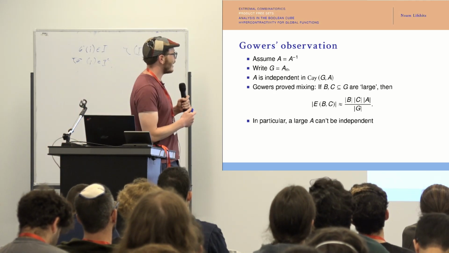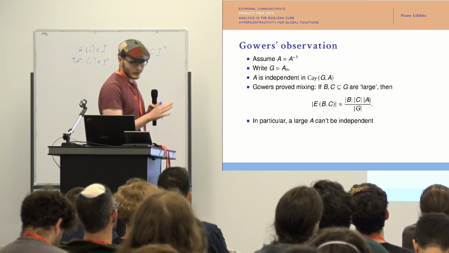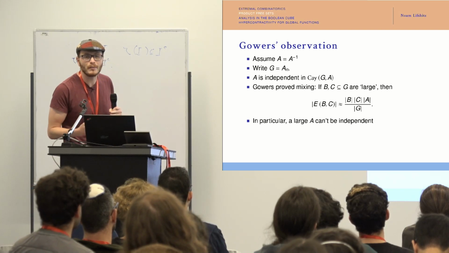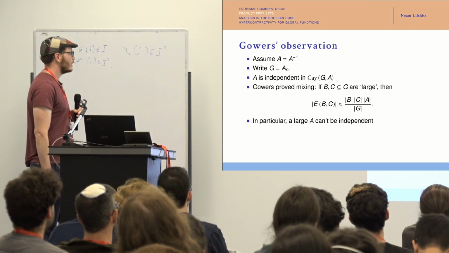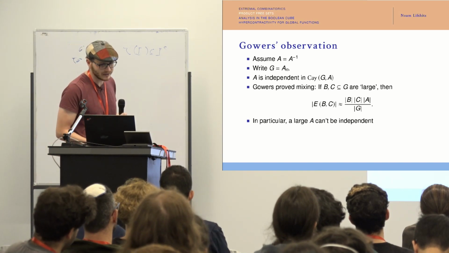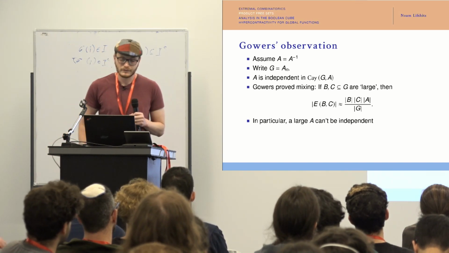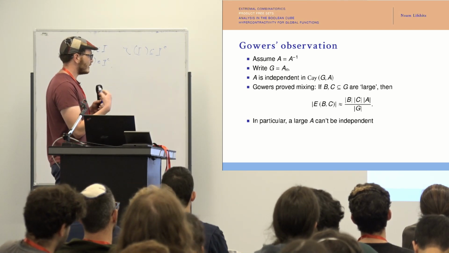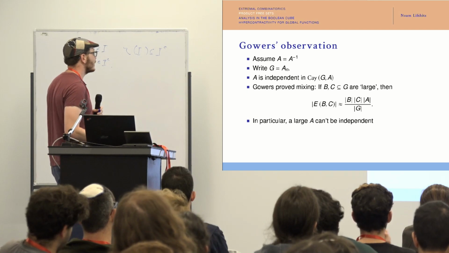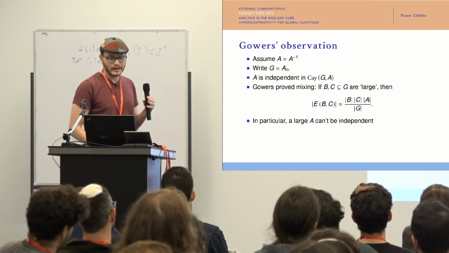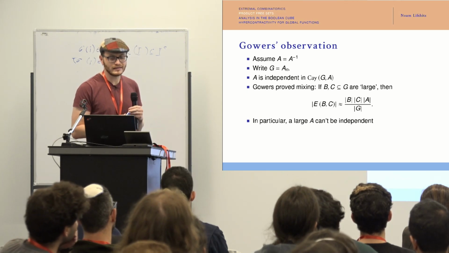So what was Gowers' idea? Let's suppose, for simplicity, that A is equal to its inverse, and then we can talk about Cayley graphs. But everything works also without this hypothesis, but then we have to talk about directed Cayley graphs. And the idea was that the fact that A is product-free translates to the combinatorial fact that A is an independent set in the Cayley graph, where A is the set of generators.